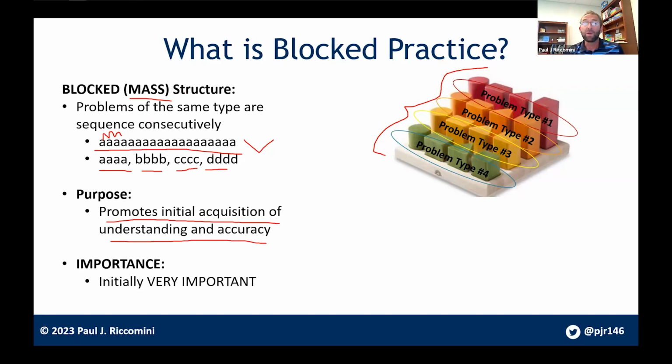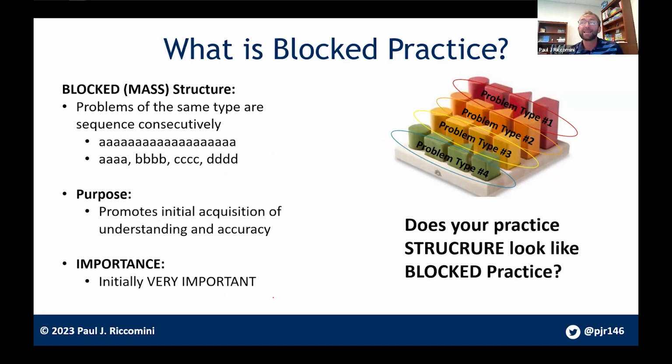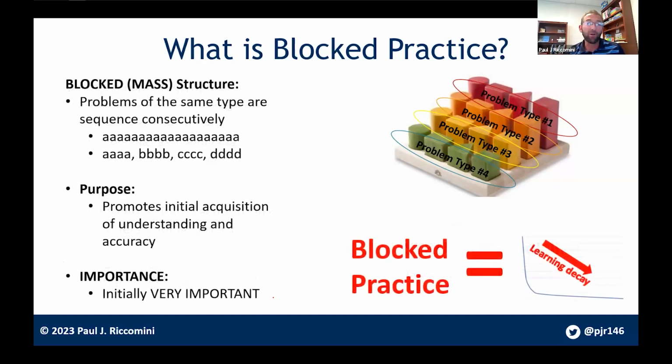Now, what we want to understand is this is important. We have to give kids block practice, but we're over blocking. And the reason this is a problem is block practice does not help with retention. So in other words, block practice has a short-term benefit, and that is to help the kids acquire the skill. So once kids have acquired the skill, block practice becomes no longer useful.